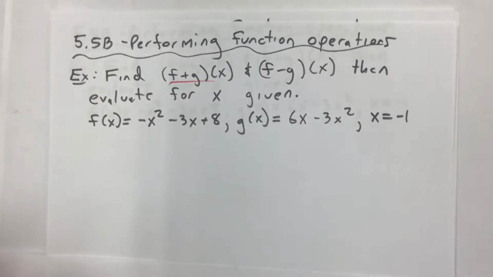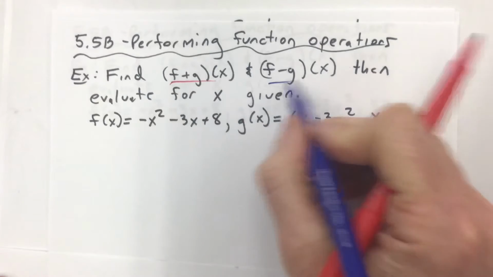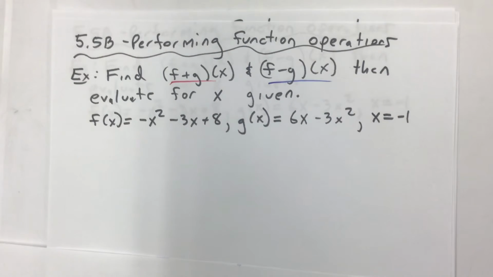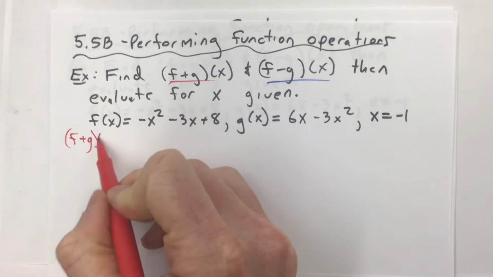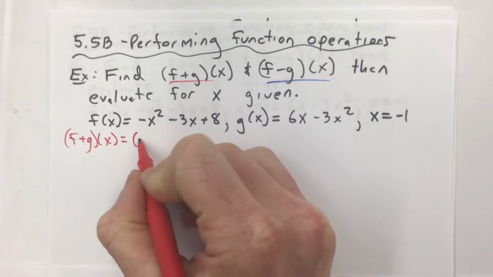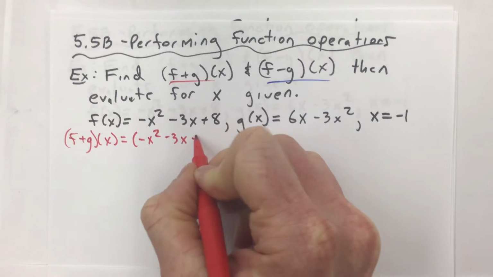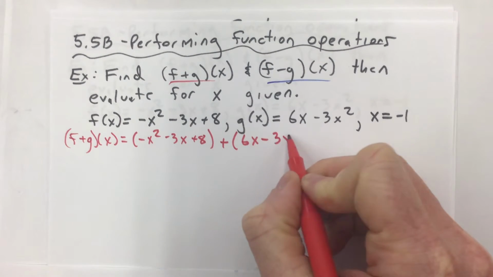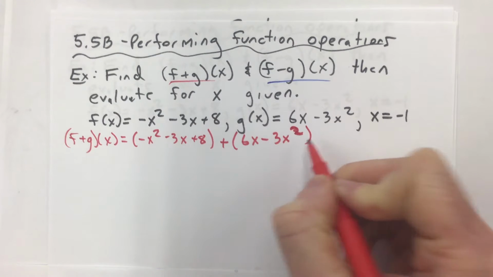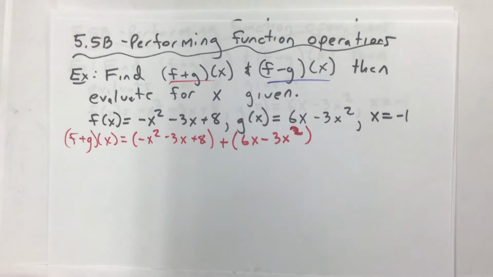in. And just like yesterday, I'm going to do my f plus g of x in red and my f minus g of x in blue, so we see the difference between those two problems. So f plus g of x equals f of x, -x squared minus 3x plus 8, plus g of x, 6x minus 3x squared. All right, so that has me adding those two together. When we're adding, the parentheses aren't doing anything, so they can just be dropped, and I can combine like terms.